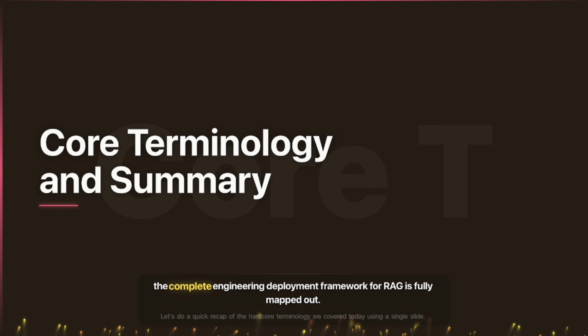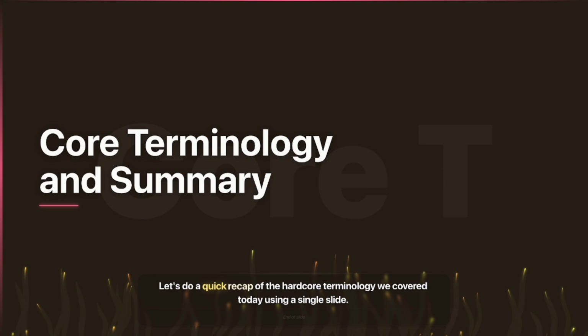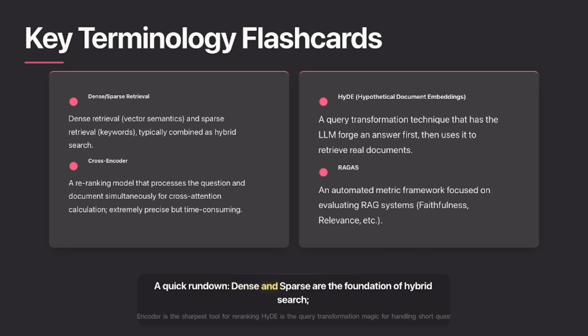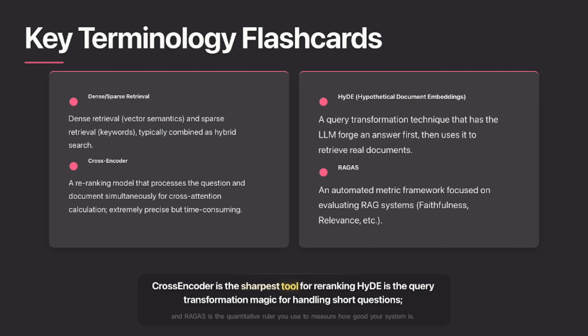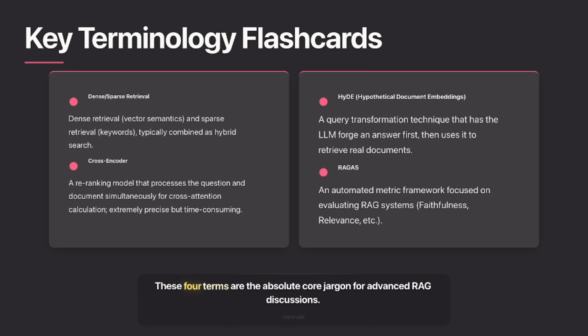At this point, the complete engineering deployment framework for RAG is fully mapped out. Let's do a quick recap of the hardcore terminology we covered today using a single slide. A quick rundown: dense and sparse are the foundation of hybrid search. Cross-encoder is the sharpest tool for re-ranking. HyDE is the query transformation magic for handling short questions. And RAGAS is the quantitative ruler you use to measure how good your system is. These four terms are the absolute core jargon for advanced RAG discussions.